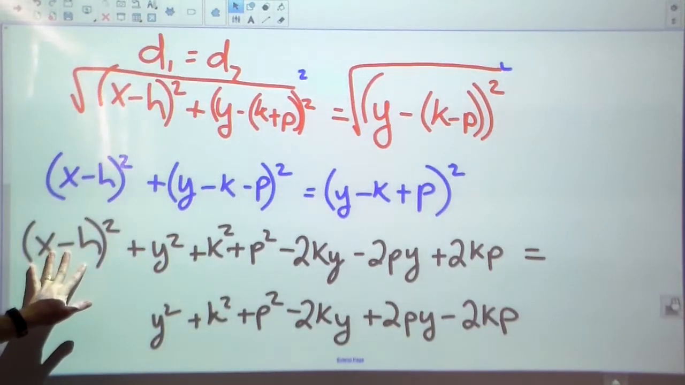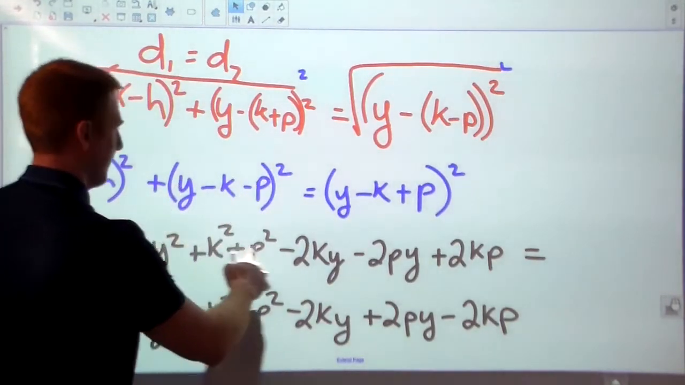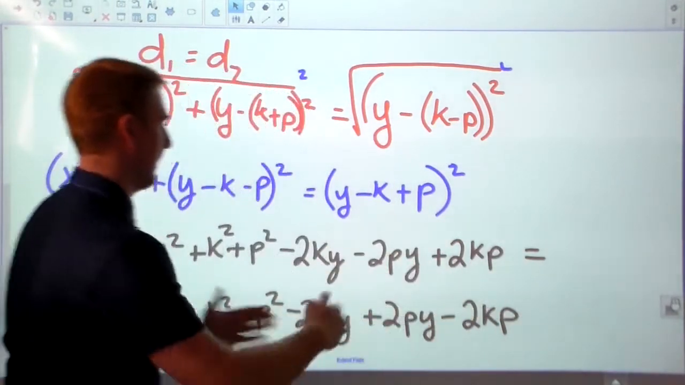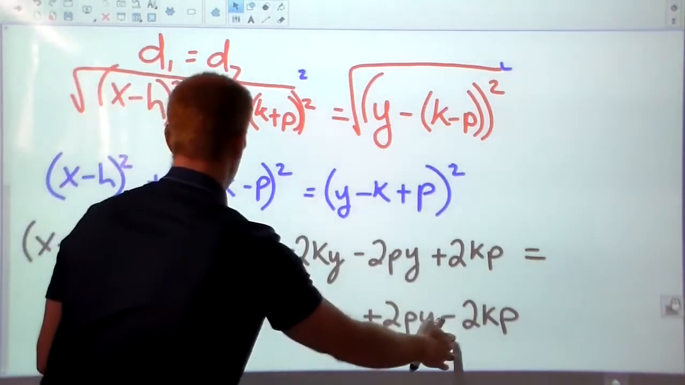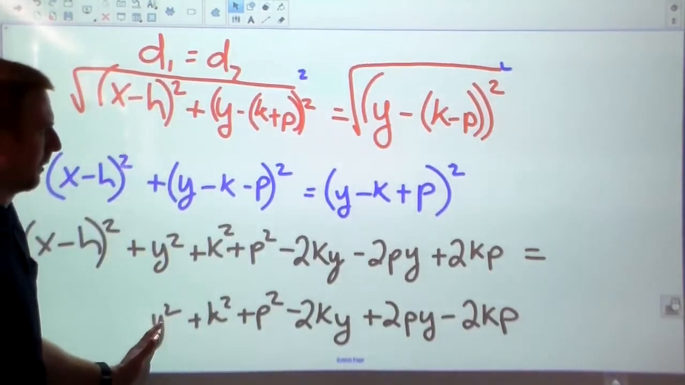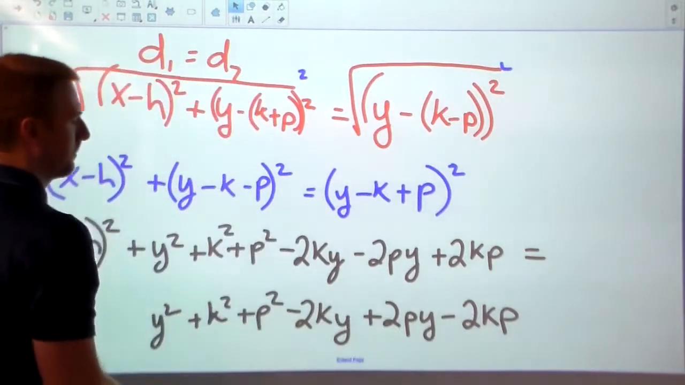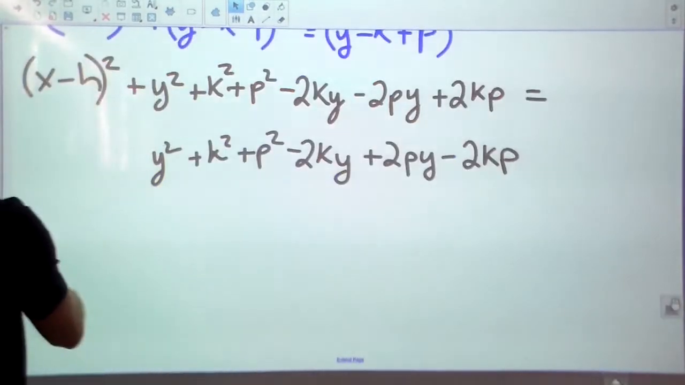(x minus h) squared I copied straight down. This I expanded into all that stuff, and it equals the other side. I ran out of room, so I had to bring this down below. I kept everything lined up on purpose, but when you expand this out, it's all this part, and that's from the table. So now let's start thinking about what would happen.